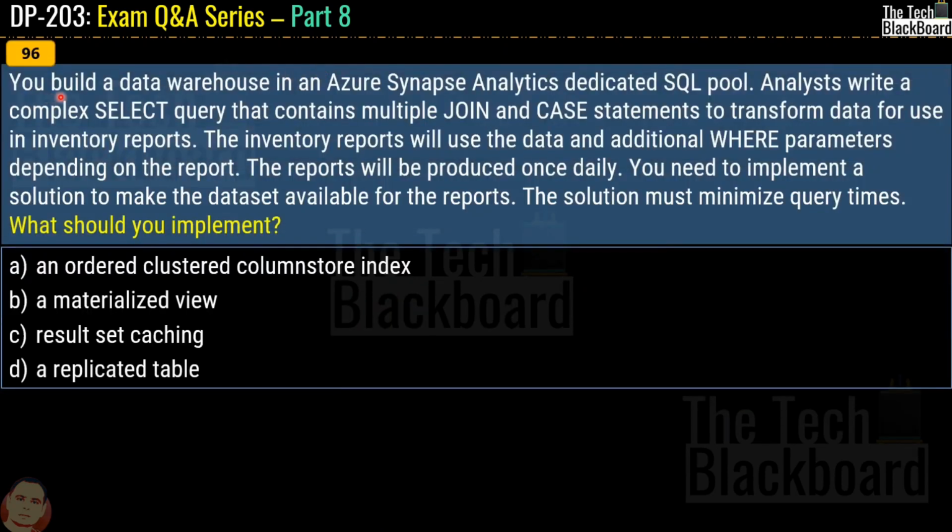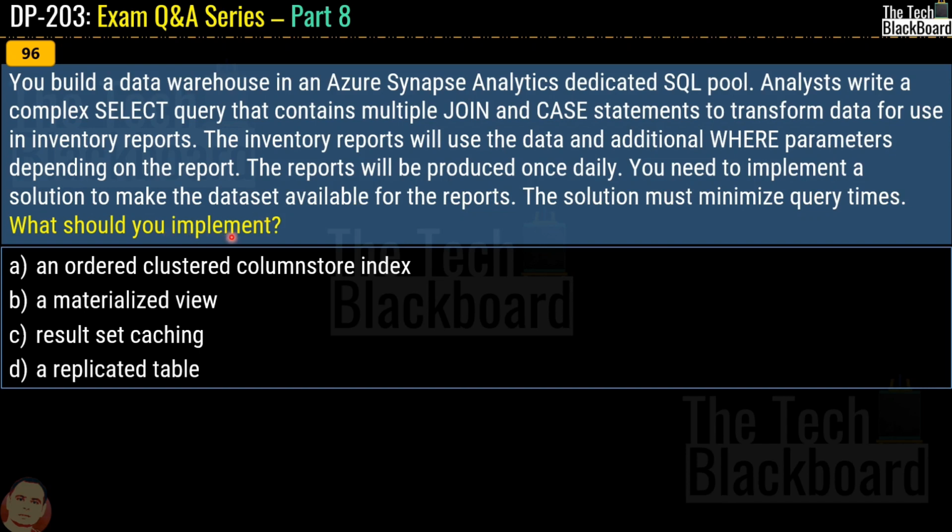The question says that you build a data warehouse in Azure Synapse Analytics dedicated SQL pool. Analysts write a complex select query that contains multiple joins and case statements to transform the data for use in inventory reports. And then the question says the inventory reports will use the data and additional where parameters depending on the report. The reports will be produced once daily. You need to implement a solution to make datasets available for the reports. The solution must minimize the query times.